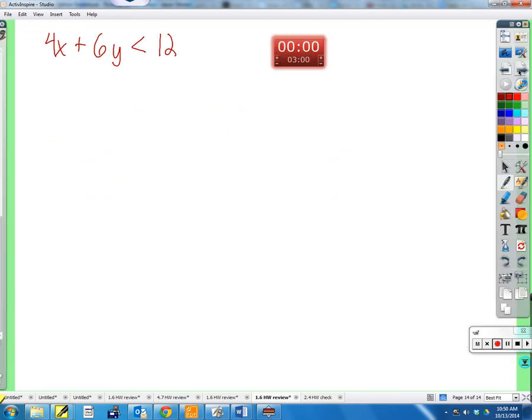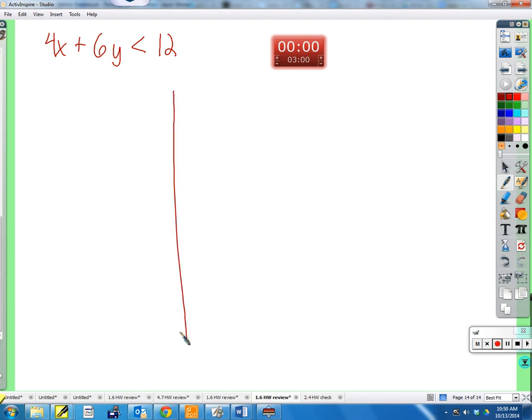But if you set it up like this, maybe there's a different way to look at it. It's not quite clear. Should I choose y's that are bigger, y's that are smaller? Y is not set up to be by itself. It's not alone on one side. So let's look at it differently.